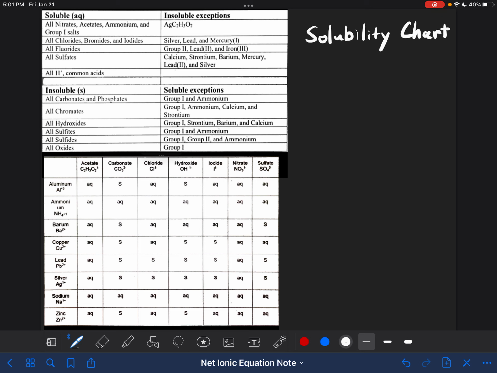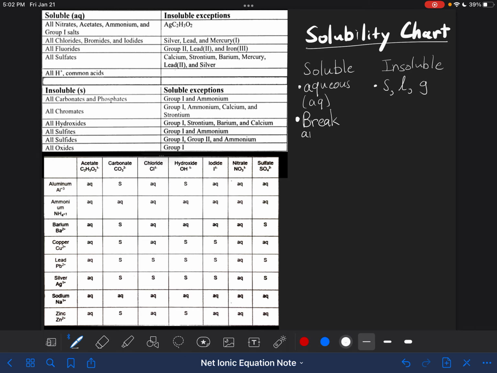that means soluble is something that is aqueous. We sometimes call it AQ. Basically, what it means is that it is mixed with water. While insoluble determines if it's solid, liquid, or gas. Now, the most important thing about these two is that in an aqueous solution, they break apart, while in insoluble, they don't break apart. And I'll tell you more about that as we go along and discuss some example problems.